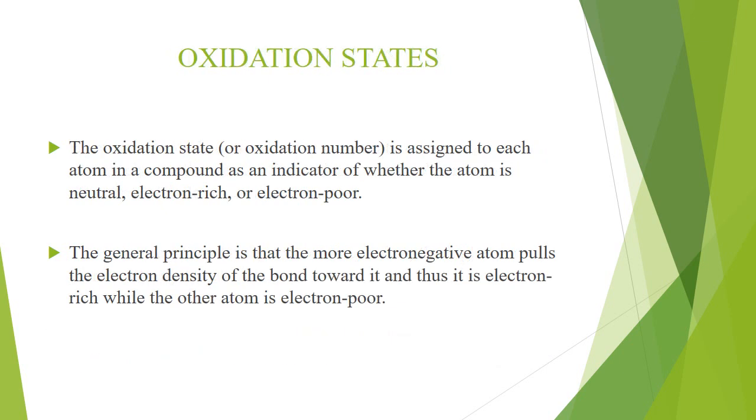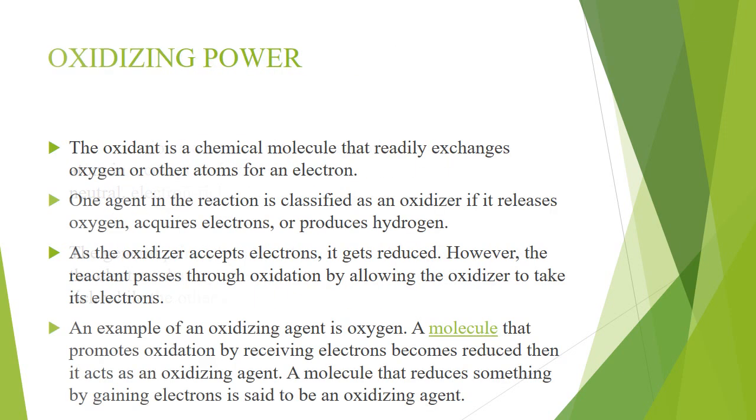Next, we see the oxidation states. The oxidation state is assigned to each atom in a compound as an indicator of whether the atom is neutral, electron rich, or electron poor. The general principle is that the more electronegative atom pulls the electron density of the bond toward it and thus it is electron rich, while the other atom is electron poor.